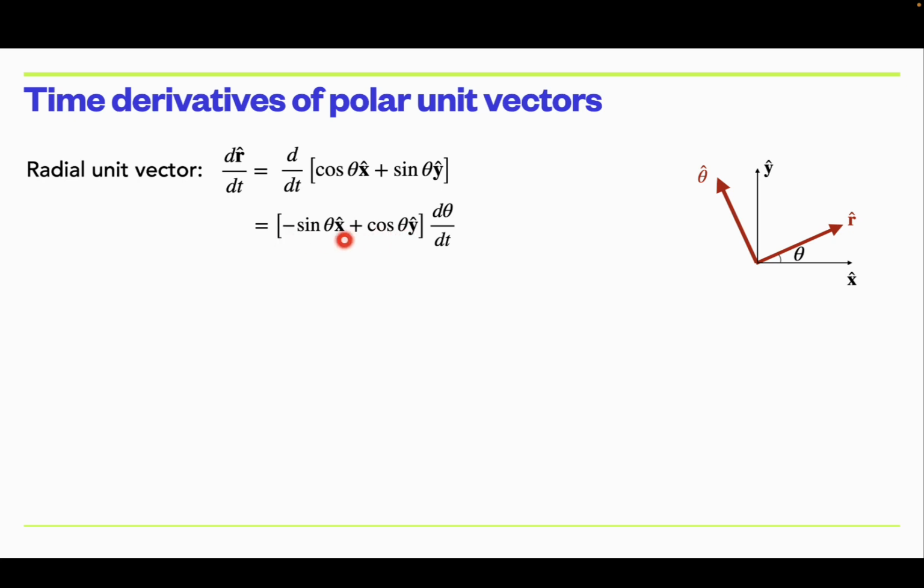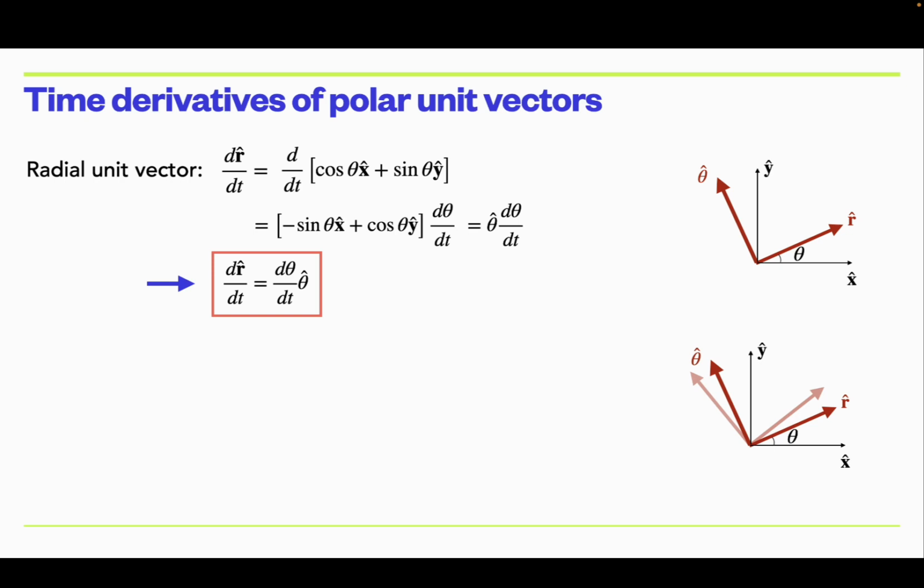This thing in the brackets is just what we had for theta hat. If you flip back to the previous slide, you'll see that theta hat was minus sine theta x hat plus cosine theta y hat. So what this means is that the time derivative of the r hat vector points in the theta hat direction, and the magnitude of it is d theta dt. So what are we supposed to make of that? How do we picture that?